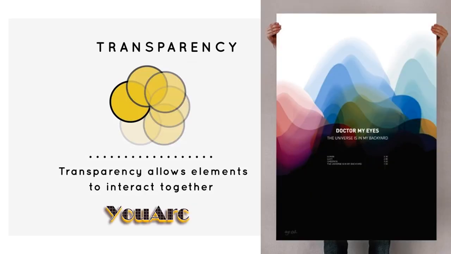Transparency is something which allows elements to interact together. So I already told you what is transparency. See here, it is the best example of transparency. With different colors and different opacities, they created the effect of transparency in the poster. It is a stunning effect, right?